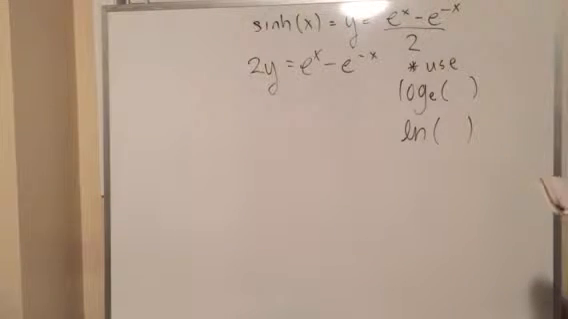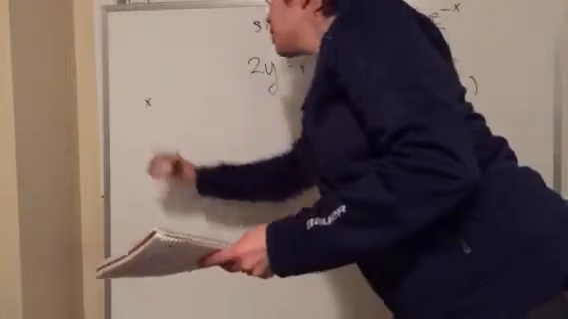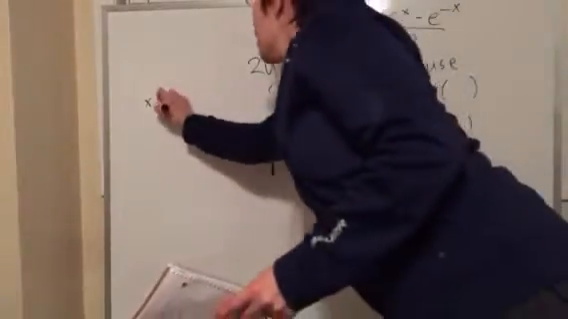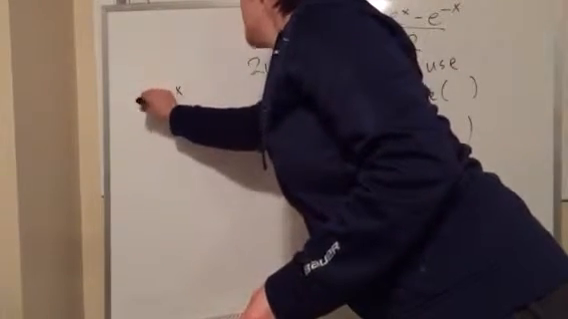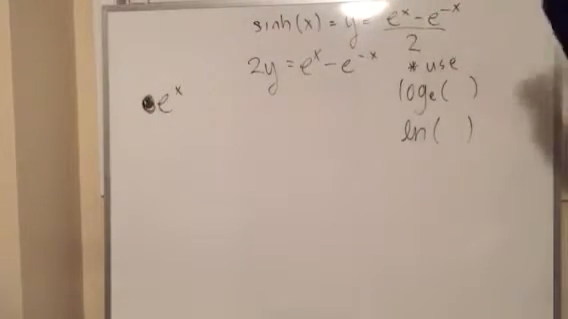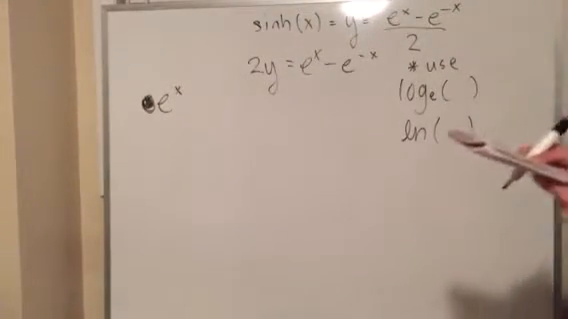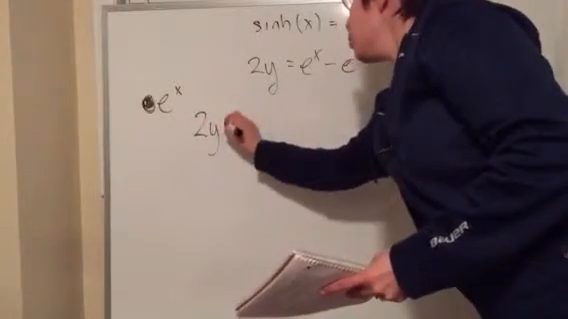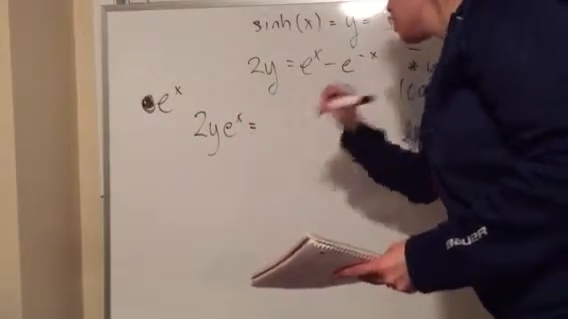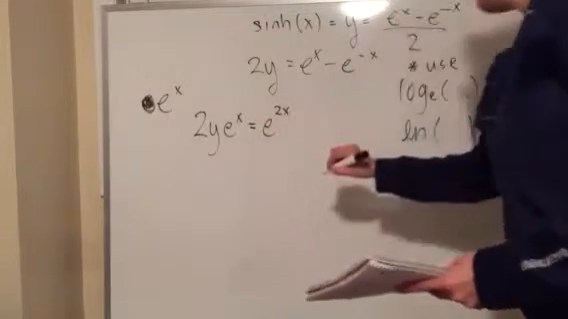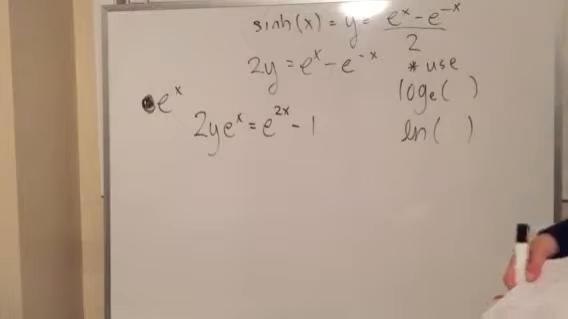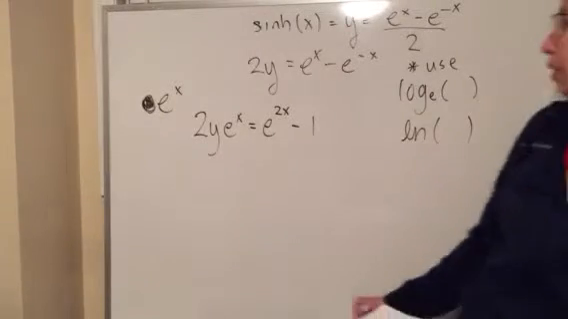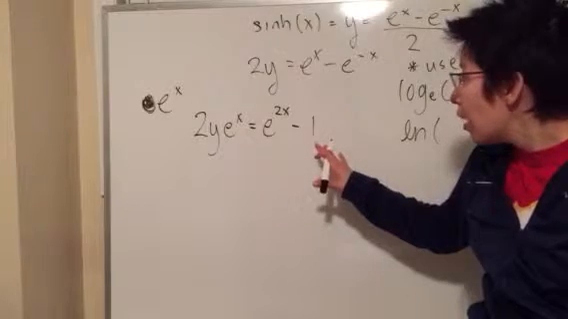So what we're going to do is just a trick. You're going to multiply by e to the x. That looks horrible. Okay, so there. This is my multiplication step: times e to the x, everything in the equation. And it ends up looking like this: 2y e to the x equals e to the 2x minus 1. Take a minute to figure out why. If you're not sure, just go through and multiply each of these terms by e to the x on your own.